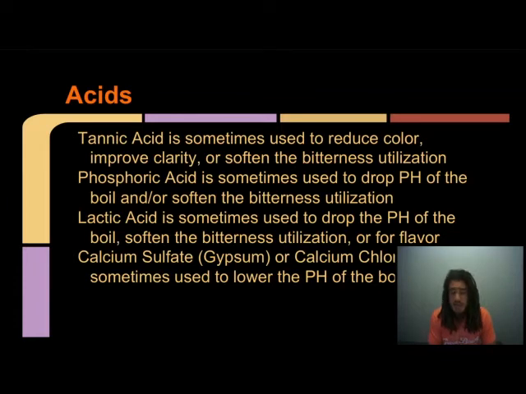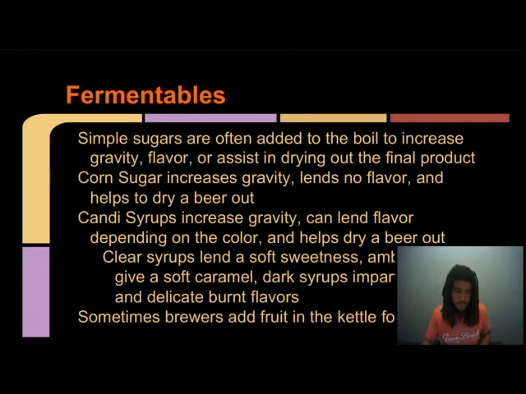And there's also calcium sulfate, which is gypsum, or calcium chloride, where the key is the calcium amounts, which is often used to lower the pH of the boil. So a lot of times there'll be gypsum or calcium chloride additions in the mash, or the latter part of the boil, in order to drop the pH of the boil.